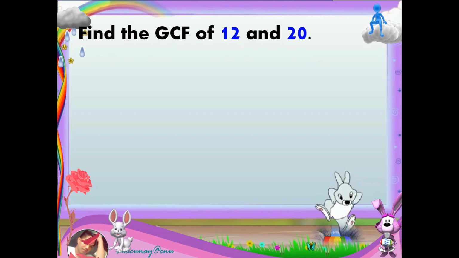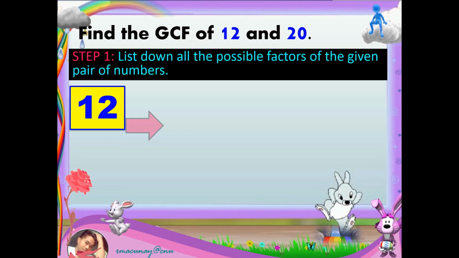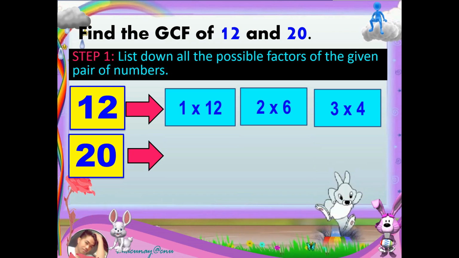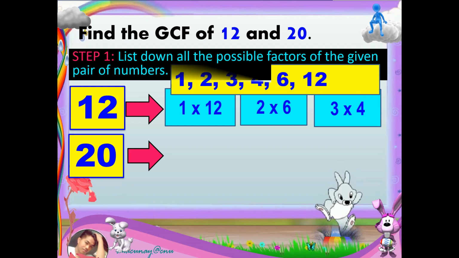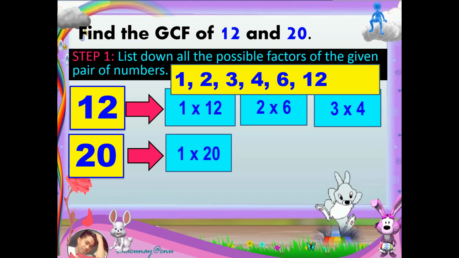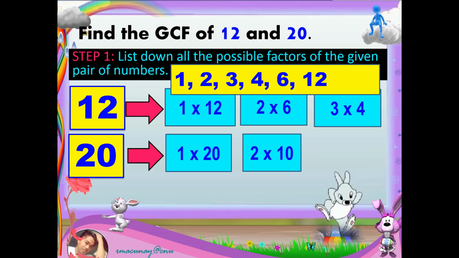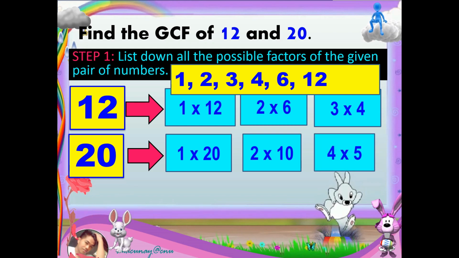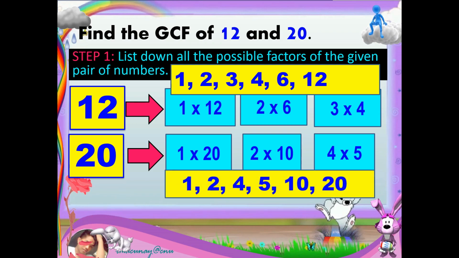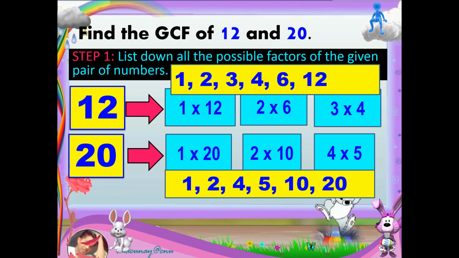Of course, you have to find the factors of 12 and 20. For 12, we have 1 times 12, 2 times 6, and 3 times 4. Rearranging from least to greatest, we have 1, 2, 3, 4, 6, and 12 as factors of 12. While for 20, you have 1 times 20, 2 times 10, and 4 times 5. So, rearranging them, you have 1, 2, 4, 5, 10, and 20.